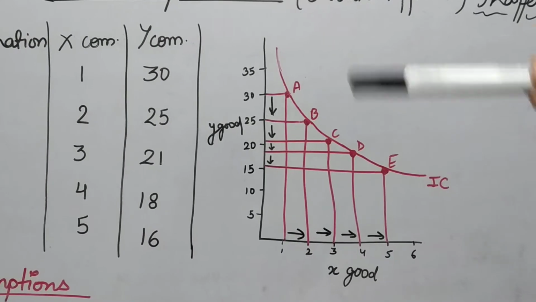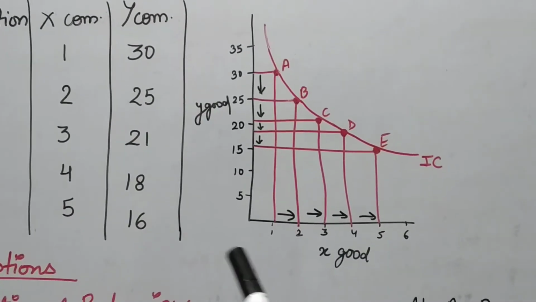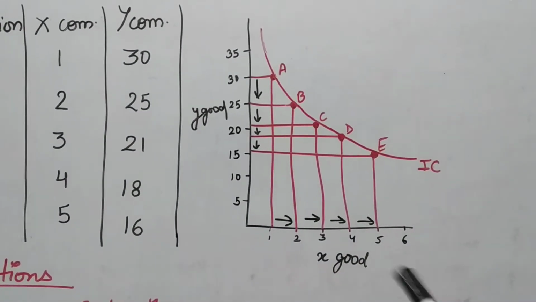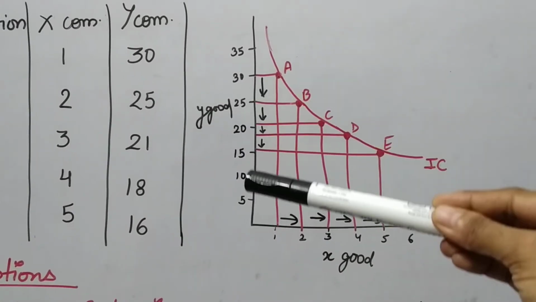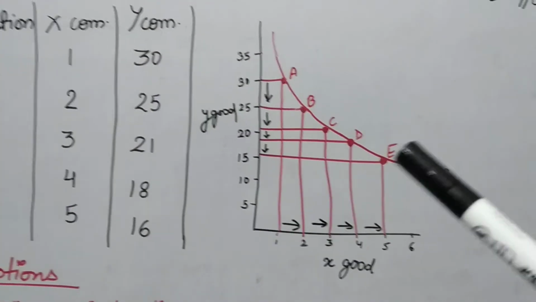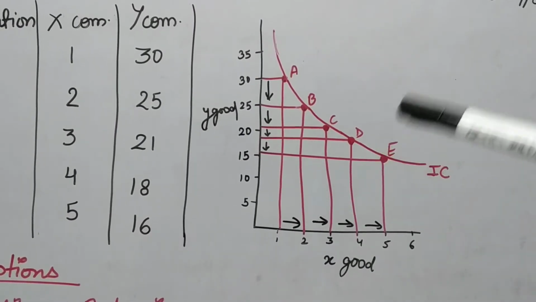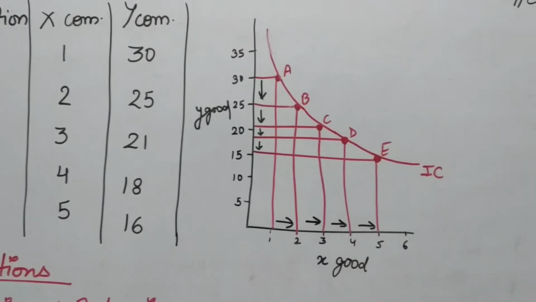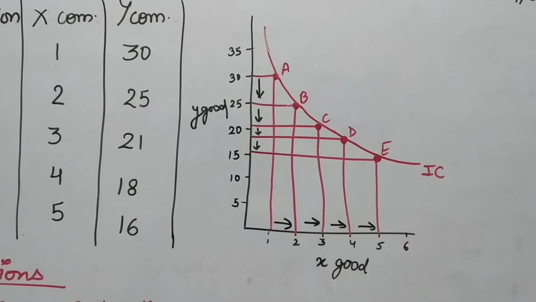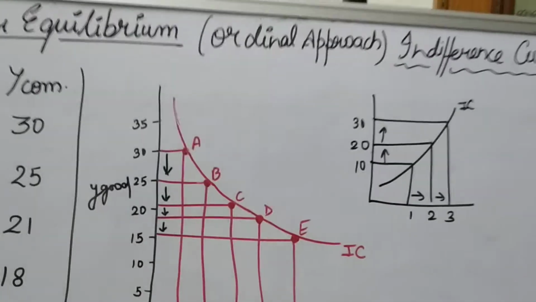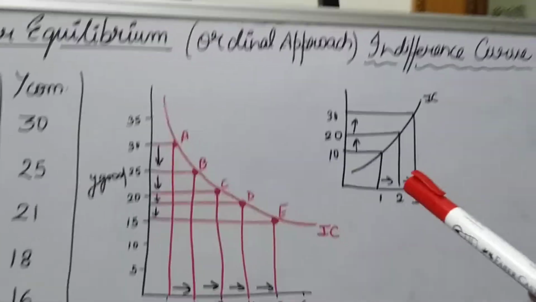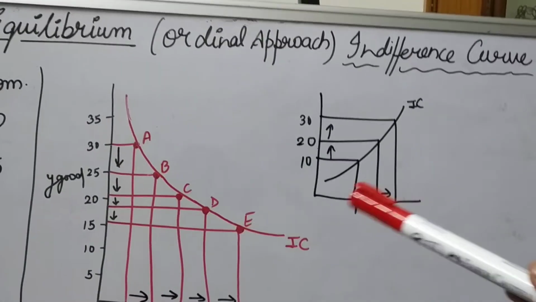The indifference curve is downward sloping. The reason is that if he wants to increase the consumption of one commodity, he has to reduce the consumption of the other commodity. It will not go in this shape, because if the curve goes in this shape, both would be increasing, which is not possible. I'll show you the diagram. See, I have drawn the diagram over here. That means the IC curve will never go upward.